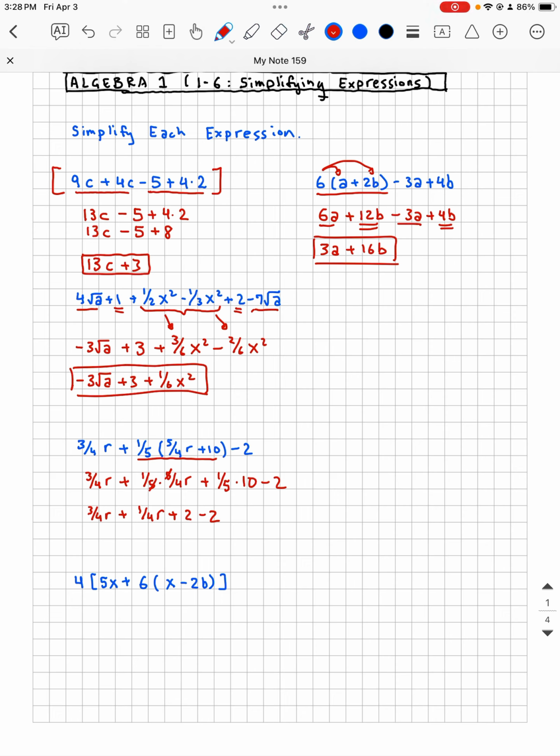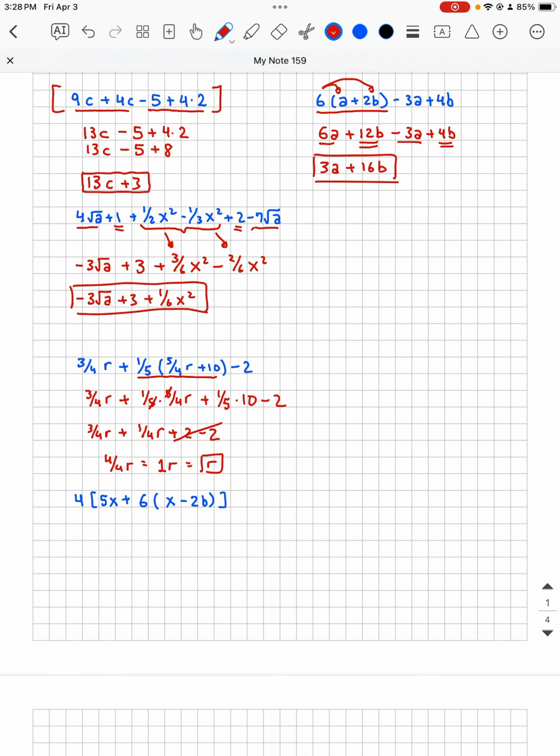And just like before, we're going to go ahead and combine our like terms as much as possible. The 2 and the 2, they cancel each other out. 3/4 of something plus 1/4 of something, that is going to be 4/4 of something. Or you could just simply say 1r, or you can just go ahead and say r. I think r is probably best. All right, and here's our final example.